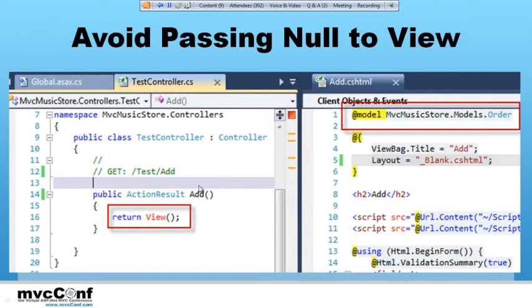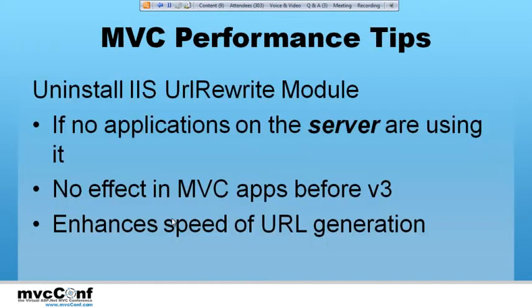So here's the default that happens. It creates this page with the model MvcMusicStore.Models.Order, so it's a strongly typed view. If you just return a view and pass nothing to it, it's going to pass in null. And every single one of the Html.EditorFor or DisplayFor calls is going to have a null reference exception, and that can add up.